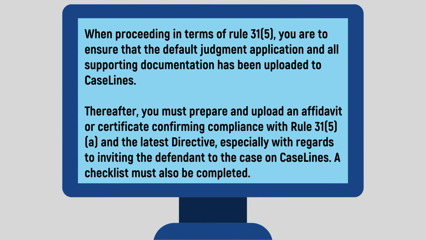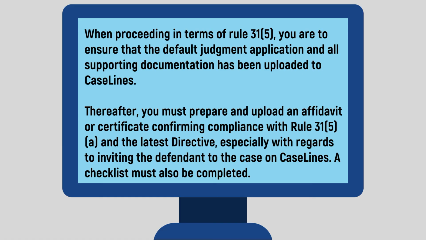When proceeding in terms of Rule 31 subsection 5, you are to ensure that the default judgment application and all supporting documentation has been uploaded to CaseLines. Thereafter, you must prepare and upload an affidavit or certificate confirming compliance with Rule 31 subsection 5 subsection A and the latest directive, especially with regards to inviting the defendant to the case on CaseLines.